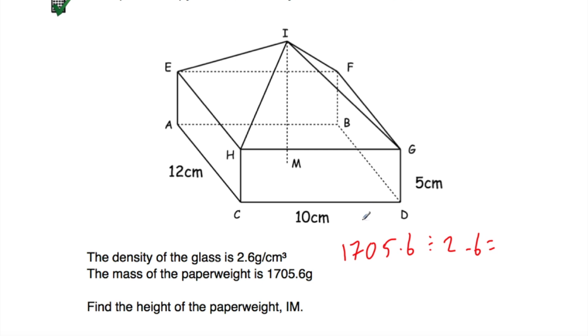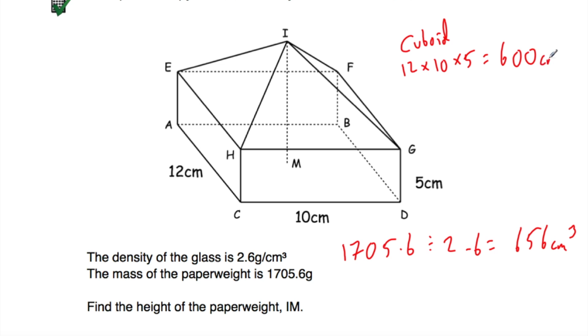So 1705.6 divided by 2.6 is equal to 656 centimeters cubed. So that's the volume of this paperweight. Okay, so let's have a look at this cuboid. The cuboid has got dimensions 12 centimeters, 10 centimeters, and 5 centimeters. So for the cuboid, if we do 12 times 10 times 5, that's going to be the volume of the cuboid. 12 times 10 is equal to 120 times 5 is 600. So that's 600 centimeters cubed.